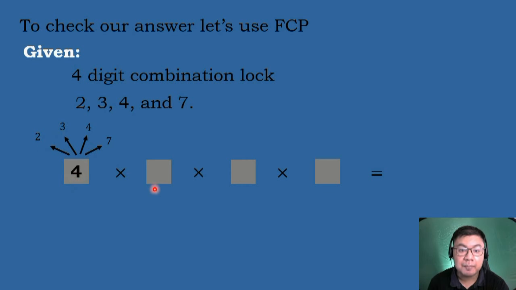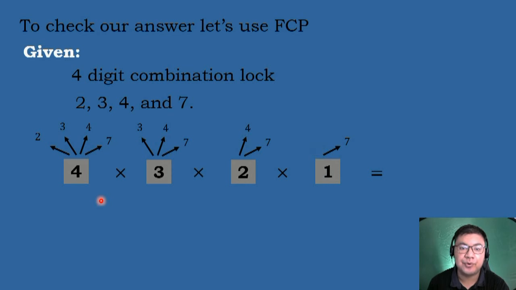Times, on the second box, if the first number we have selected is 2, then there are only 3 possible numbers here: the numbers 3, 4, and 7. Let's say, for example, we have selected number 3. Then on the third box, we have 2 numbers, which are number 4 and 7. Times, on the fourth box, if we select number 4 here, then we can only select one number, which is number 7.